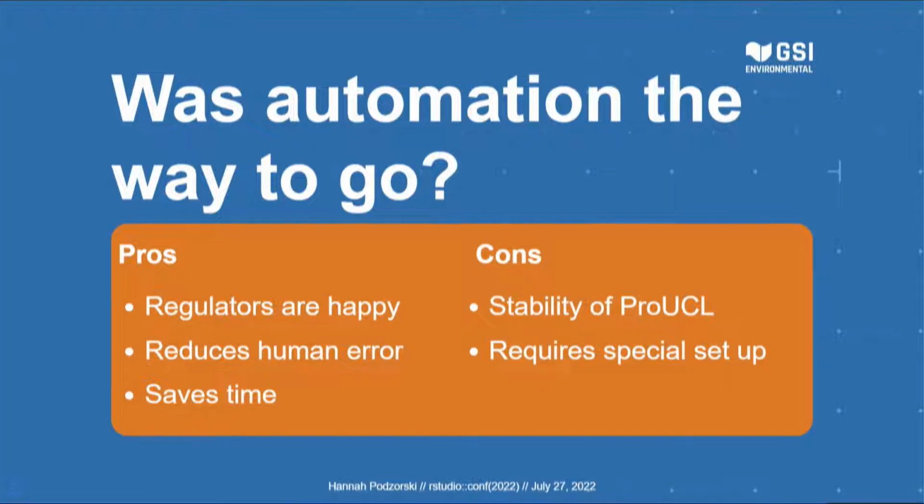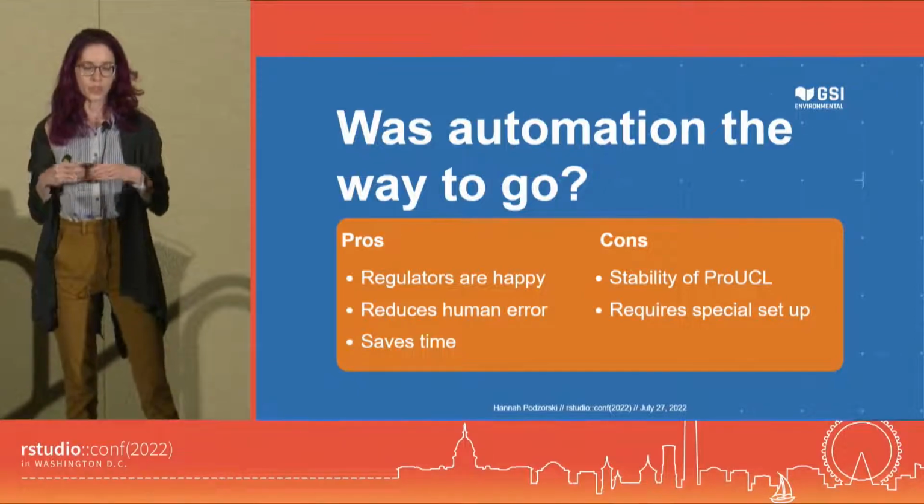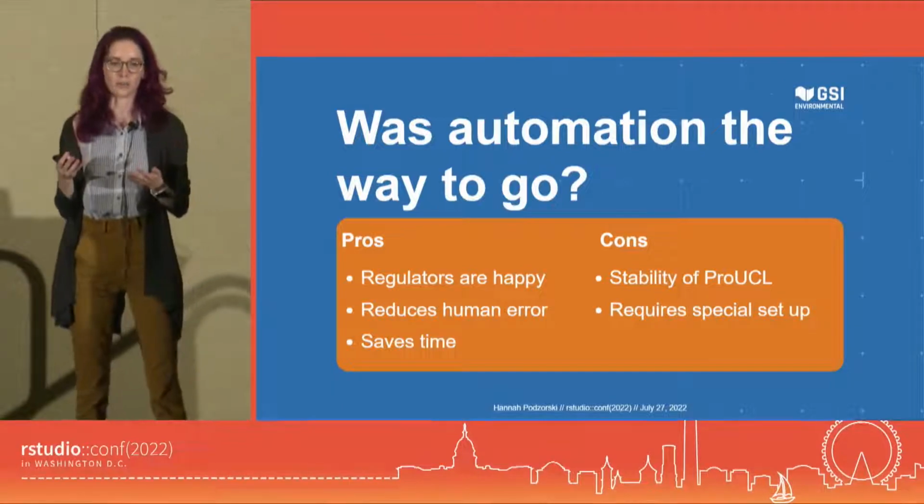And sometimes we have to go back and forth with regulatory agencies to define our conceptual model for a site, which means we might be adding in receptors, we might be adding in compounds, we might be changing how we spatially divide up our data. And that means we very rarely have to just run ProUCL once, usually 2 or 3 times. So automating it definitely saved time. It saved human error because less copying and pasting.